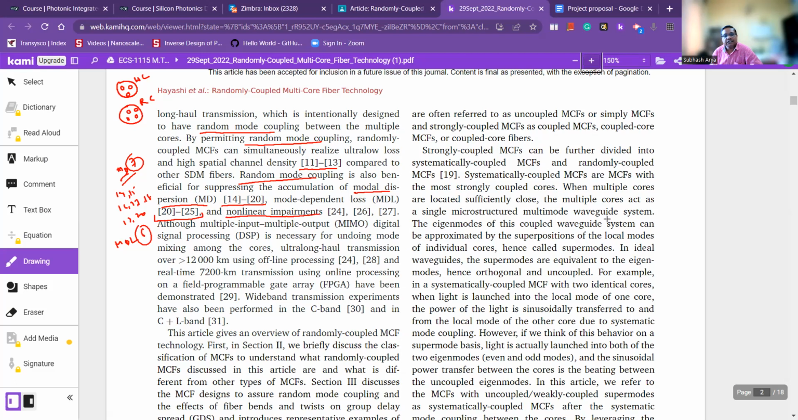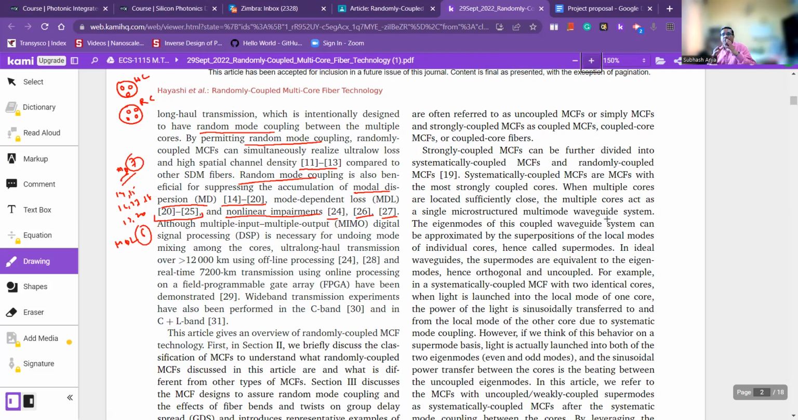So whatever they are telling, randomly mode coupling gives the advantages of lesser mode dispersion, lesser mode dependent loss, as well as it addresses the issue of non-linear impairments. So that aspect has been reported in articles 24, 26, and 27. I do not know why 25 is excluded. Maybe it is on another topic, but these three articles are addressing non-linear.